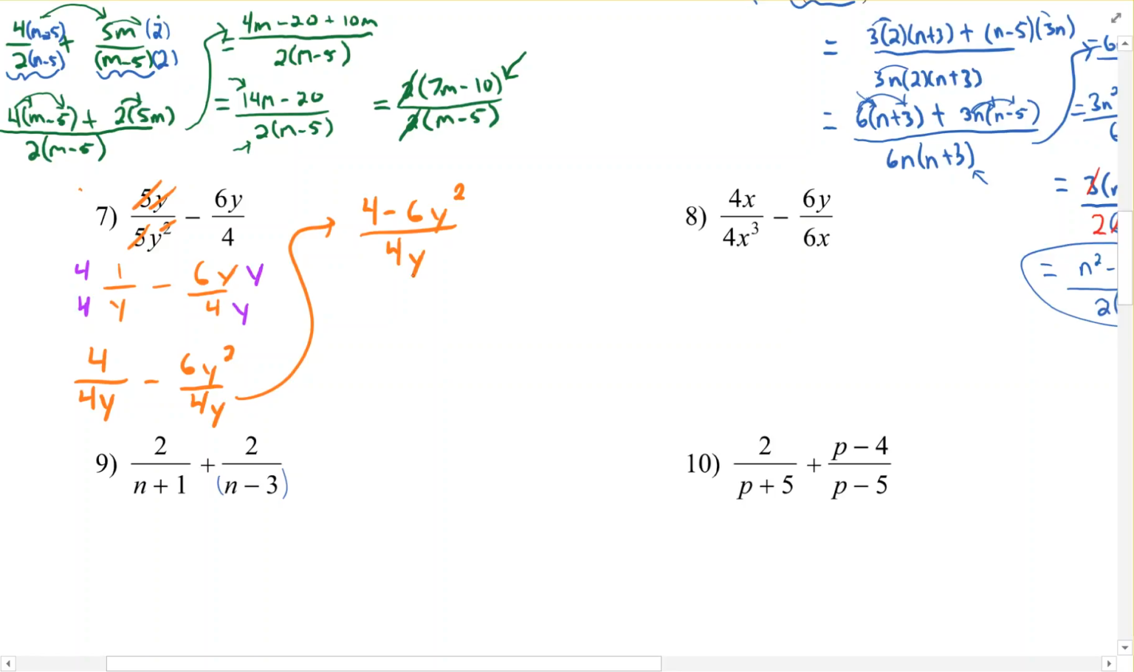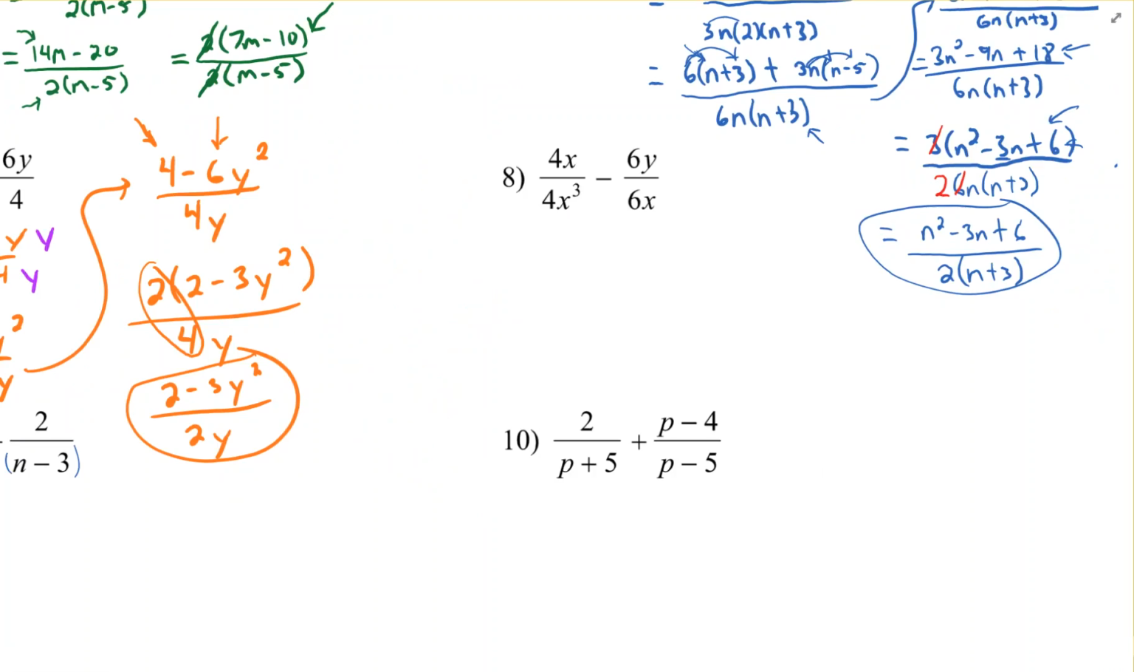And then the last thing you probably want to do is factor a 2 out of the top. So this would be 2 times 2 minus 3y squared over 4y. And now this fraction right here, 2 over 4, can simplify to 1 over 2. So this whole thing can just be written as 2 minus 3y squared over 2y. Notice that I can't cancel y squared with the y on the bottom because it's not in both terms. The y would have to be in both terms to cancel anything.